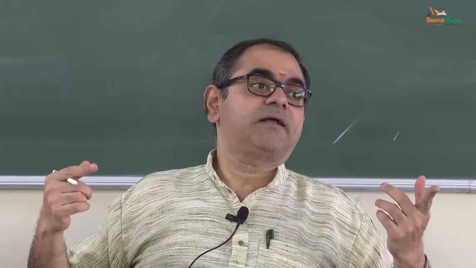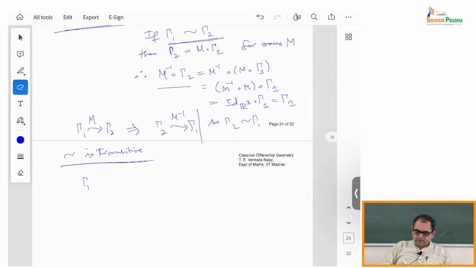And here again I use the fact that a composition of rigid motions is again a rigid motion. Okay, the rigid motions, they form a group. So it's as simple as that. Gamma 1 related to gamma 2 and gamma 2 related to gamma 3 implies gamma 1 related to gamma 3. That is the transitivity.